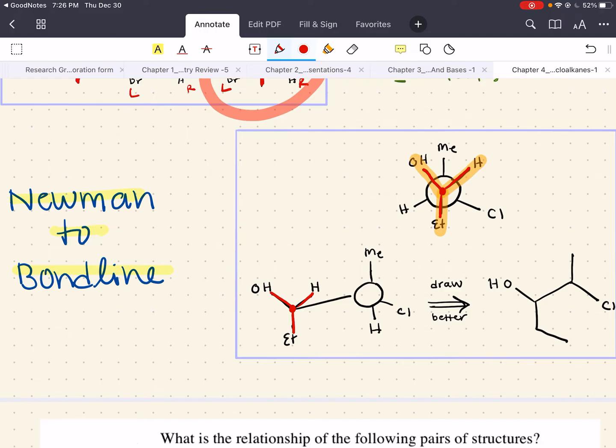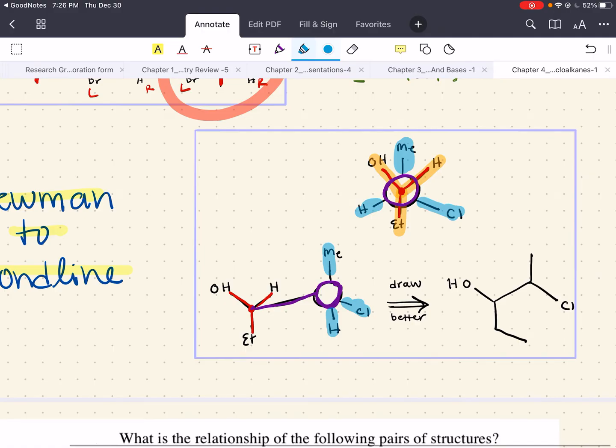Beautiful. Now we're going to look at our back carbon, guys. Our back carbon is this right here, and we're going to attach our front carbon to the back carbon, like so. What things are attached to our back carbon? Well, we see these three groups are attached to our back carbon, so we draw them as such. Now, this is kind of not proper, right?